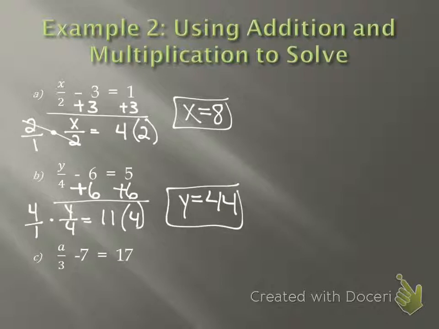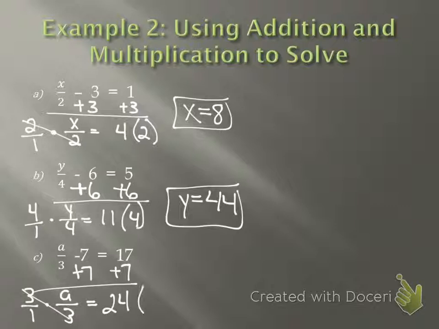Okay, so on C, what's the first thing I do on C? I need to add 7. Add 7. How do I get rid of negative 7? I add it. A over 3 equals 24. And what do I multiply by? 3. Both sides by 3. 24 times 3 is 72.